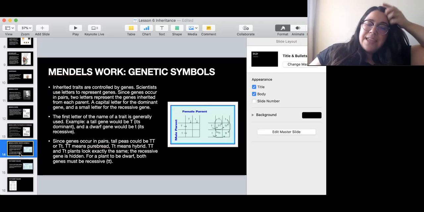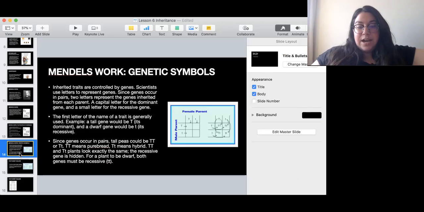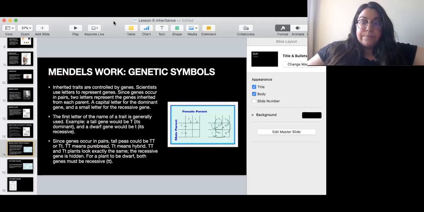Okay, and then inherited traits are controlled by genes. Scientists use letters to represent genes. Since genes occur in pairs, you have to use 2 letters, okay? One from each parent. And we use a capital letter for a dominant gene and a small letter for a recessive gene. Okay, for example, if we're gonna talk about pea plants, and the trait of being tall, a plant that is gonna be big and tall, okay? So a tall gene, we would put it like this.